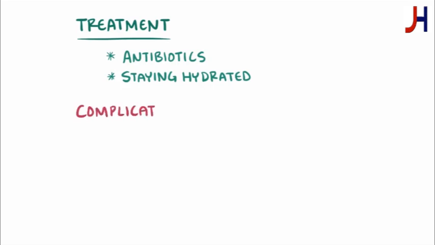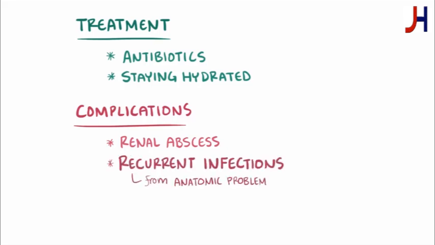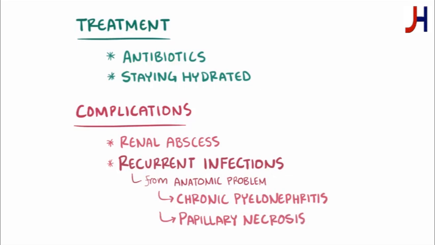Like most bacterial infections, there's also a possibility of a renal abscess that can form as a complication. Also, if there are recurrent infections, which can be the case in people with an anatomic problem that allows bacteria to easily cause infections, then it can lead to chronic pyelonephritis, as well as papillary necrosis, or death of the renal papillae tissue, which has a much worse prognosis because that can affect the kidney's overall ability to function.